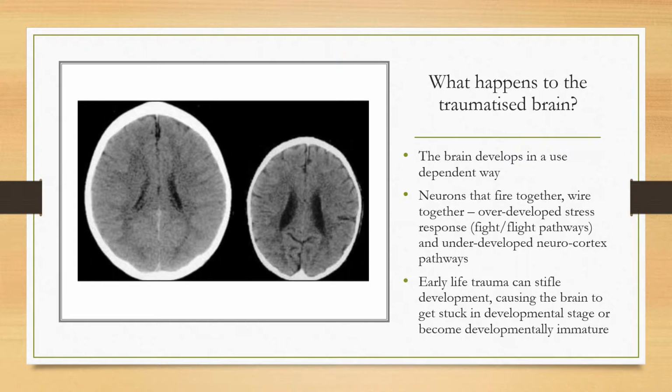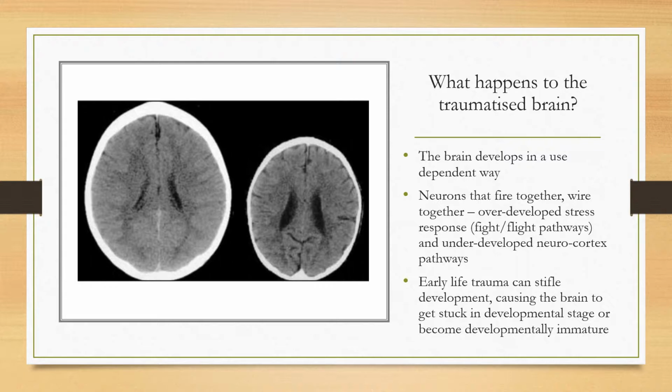So what happens to a traumatized brain? What we have here is an image, an MRI, of two 3-year-old children. It's a very commonly used image by Dr. Bruce Perry. On the left, we have an MRI of a typically developing 3-year-old child who has grown up in a nurturing environment. On the right is the brain of a 3-year-old Romanian orphan who had their physical needs met in the orphanage, so they were fed and changed, but they were neglected in terms of their emotional development.